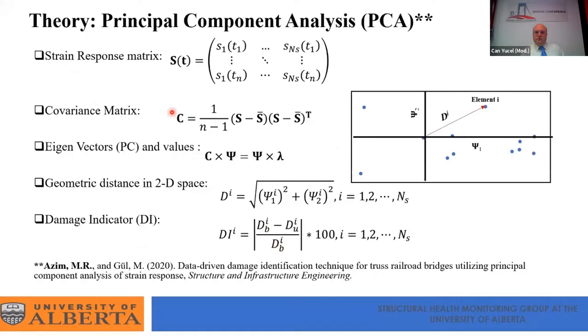The third theory that I've developed employs principal component analysis. From the strain matrix, we construct the coefficient of variation matrix, but this time this coefficient of variation matrix is used to calculate principal components, which are basically eigenvectors. The main reason why principal component analysis is used is that it is a very effective data reduction tool. For example, if we have 20 sensors in the bridge, the coefficient of variation matrix will be 20 by 20. But the advantage of computing principal components is that we can reduce the dimension of the matrix.